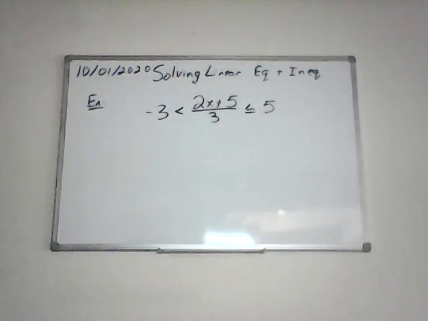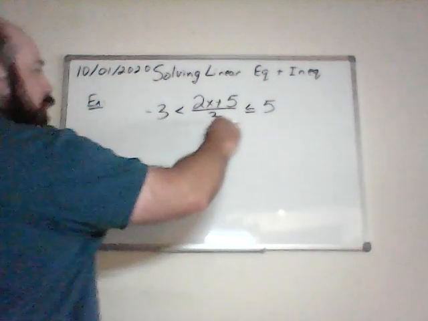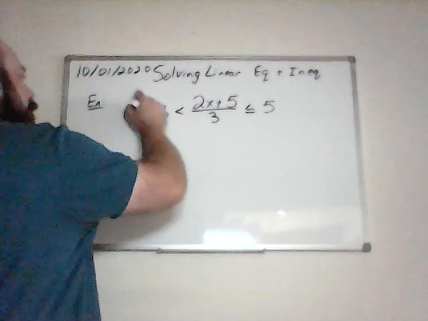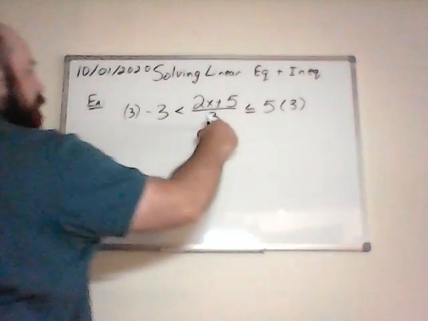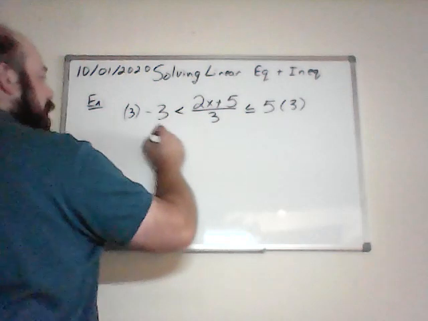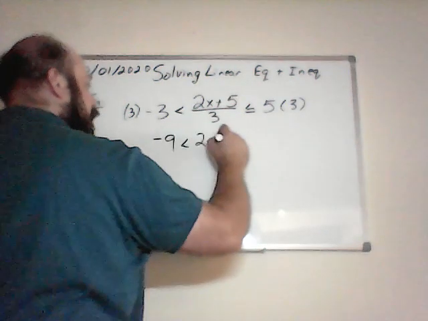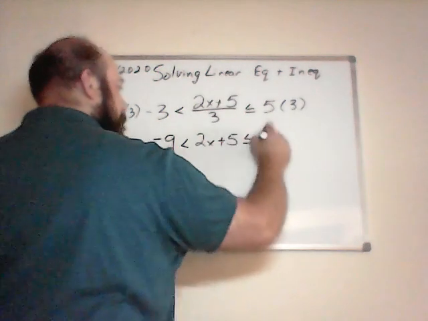So we solve this very similar to a regular inequality. However, whatever we do, we have to do to both sides. So for starters, I'm going to multiply both sides by 3. And that's going to cancel this 3. So I'm going to have negative 9 less than 2x plus 5 less than or equal to 15.